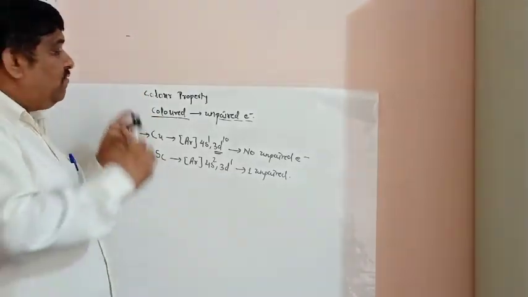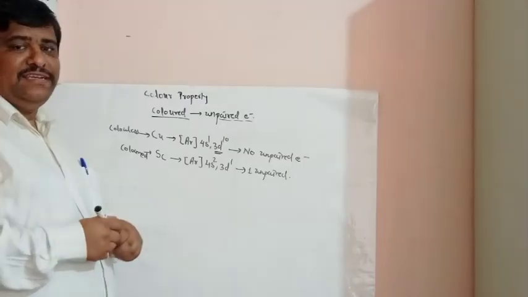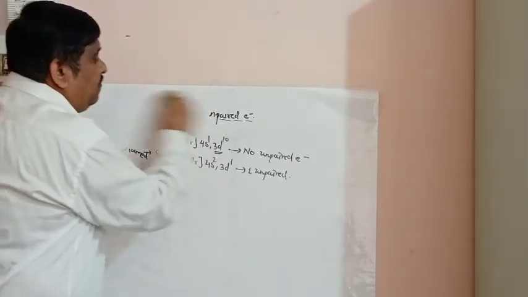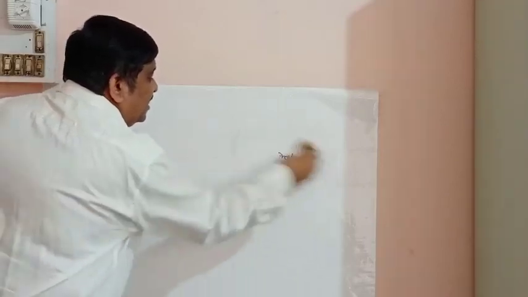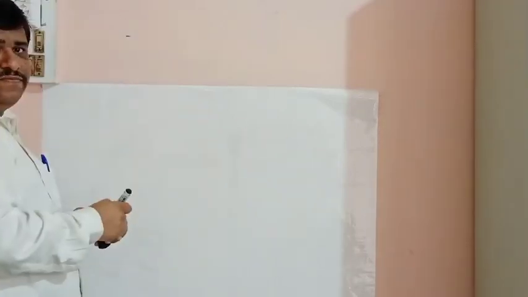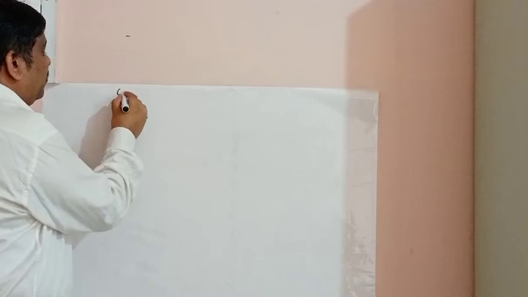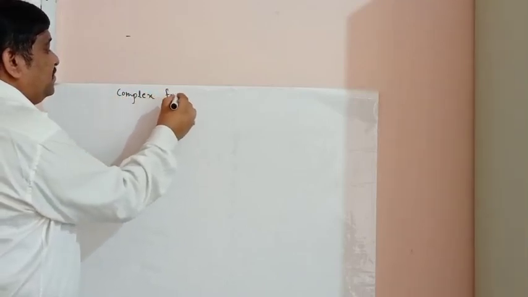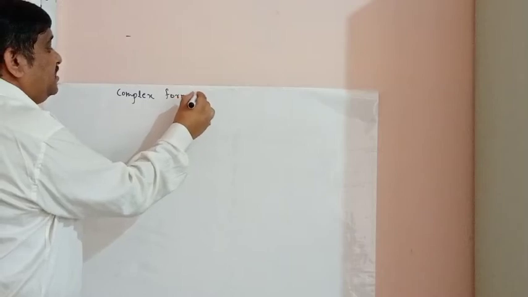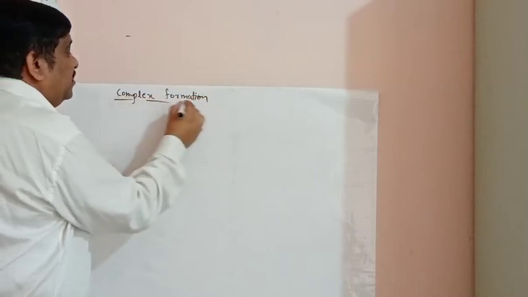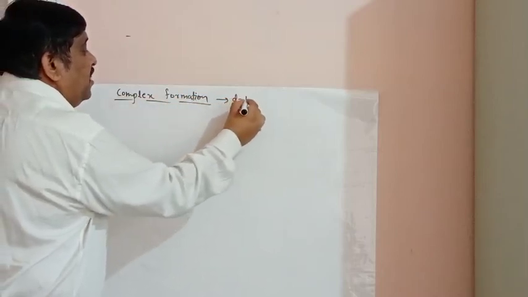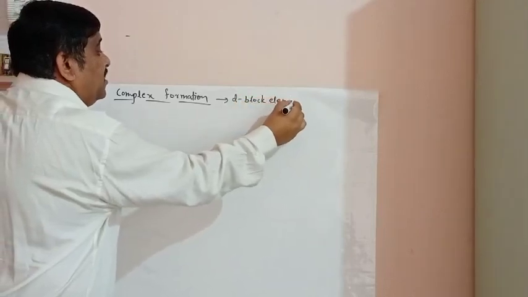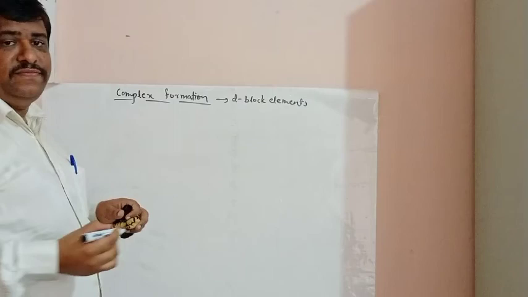So this is one more property you have discussed, that is the color property. After this, the next property we will discuss is the complex formation. This complex formation is possible only with d block elements. So d block elements give the complex formation.